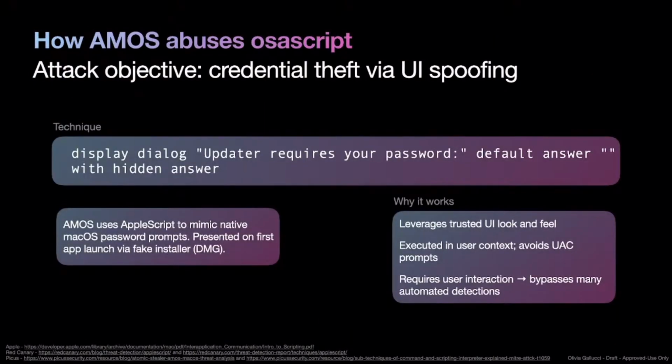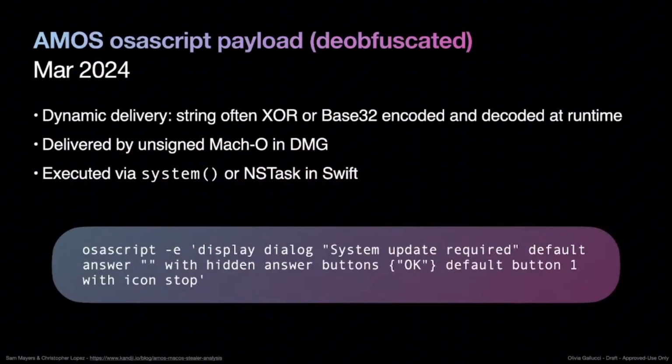Amos weaponizes osascript for social engineering, so it will execute an AppleScript that creates a legitimate-looking dialog box with a prompt for a password entry. These prompts mimic macOS's system alerts, and because they're not exploits, but social engineering, they bypass things like Gatekeeper, some antiviruses, and even sandboxes. Additionally, they can blend in because they can call native icons, default buttons, and even system sounds. So here's a deobfuscated command used in a mid-2024 campaign.